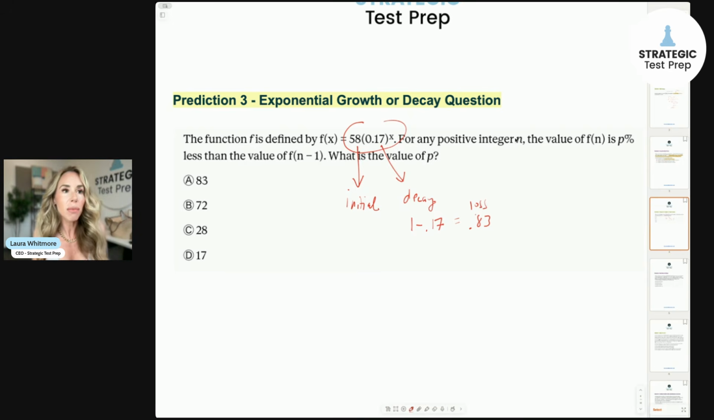So when they say for any positive integer n, the value of f of n is p% less than the value of f of n minus 1, well, if we start with x and then we end up adding 1 to x, so we go to the next iteration, right? Don't worry too much about the n and the n minus 1. I don't want you guys to get confused with that. All you need to understand is they're asking how much is lost. What would the next iteration be? How much less? And since you see a 0.17 in here, it's going to be 83% less. That's all you need to do.